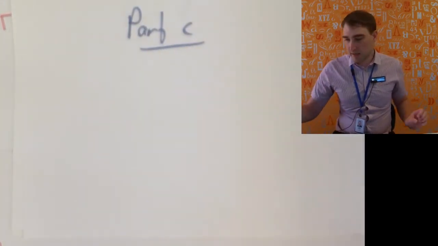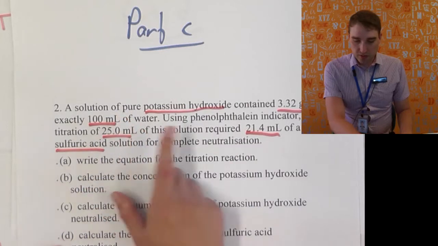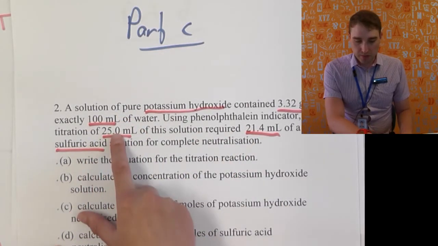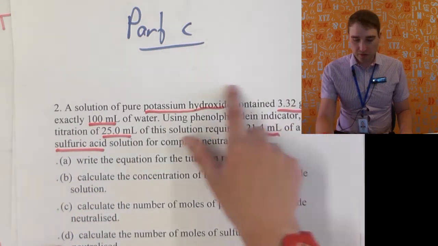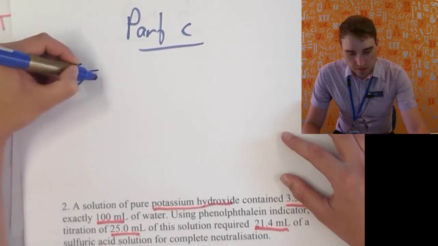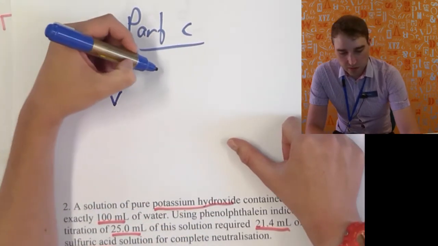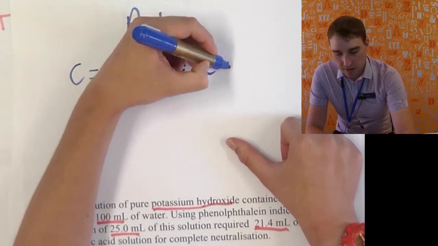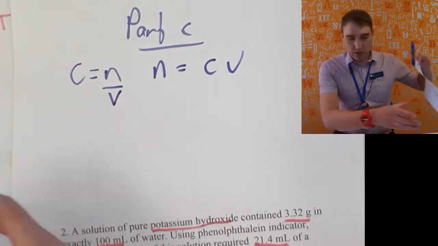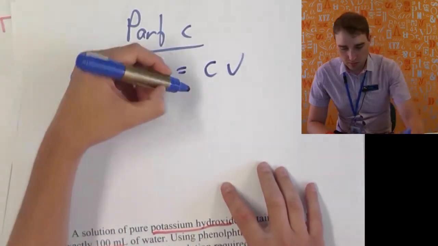So, part C, back to the question, we used 25 mils of this solution here to neutralise the sulfuric acid. So we need to figure out the number of moles of potassium hydroxide in 25 mils of this solution. So to do that, formula C equals n on V, we're looking for n. So rearrange the equation, we get n equals CV. Our concentration we just calculated in part B is 0.59 moles per litre.